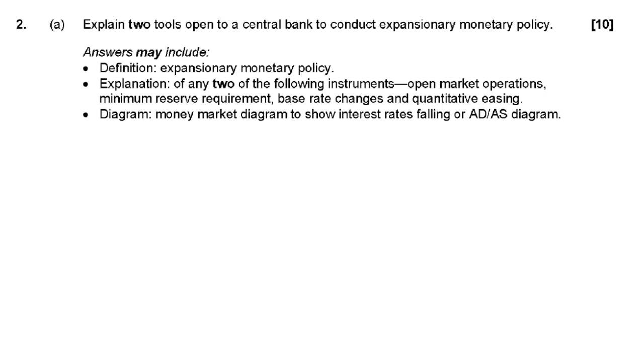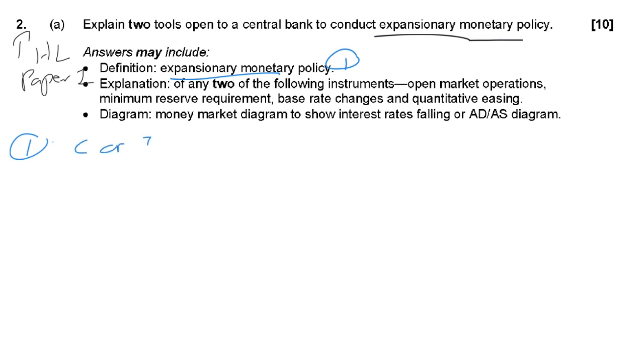This is also a high level question. Paper 1, question 2a. We have to talk about two tools of expansionary monetary policy. Of course, number 1, we have to give the definition of expansionary monetary policy. That means they would make consumption or investment expenditure increase, and then the aggregate demand would increase. This would boost the real output of the economy. This is what we call expansionary monetary policy.